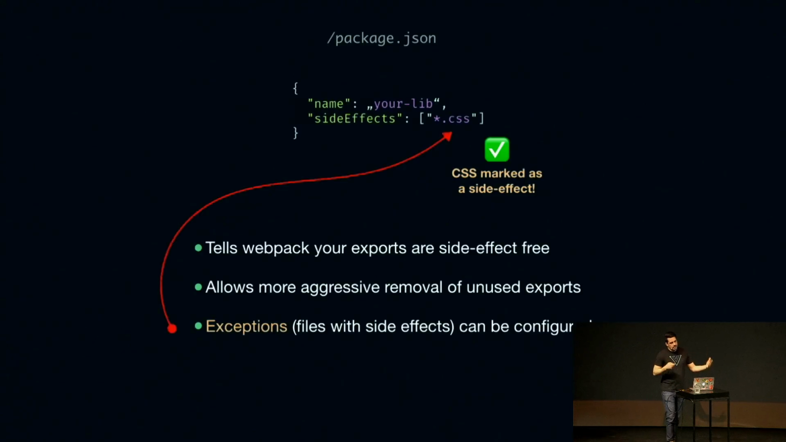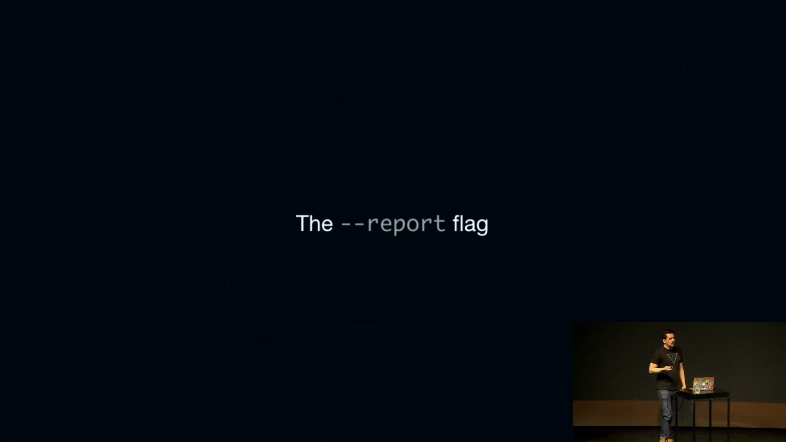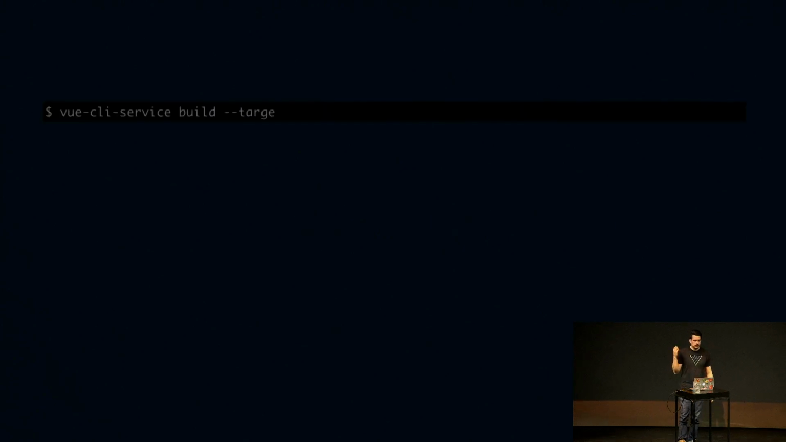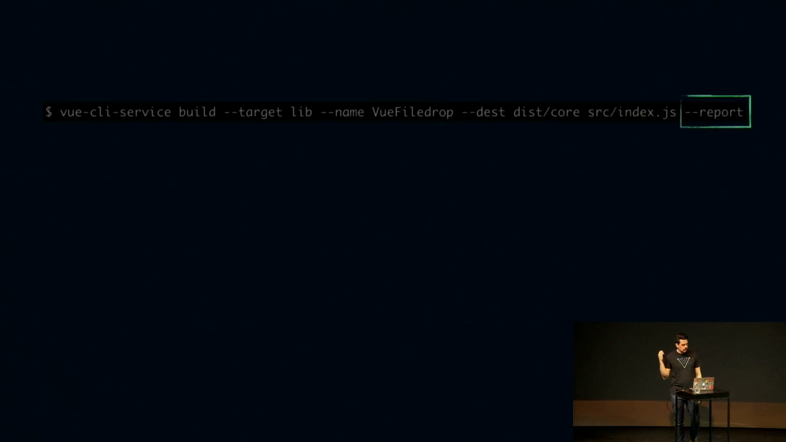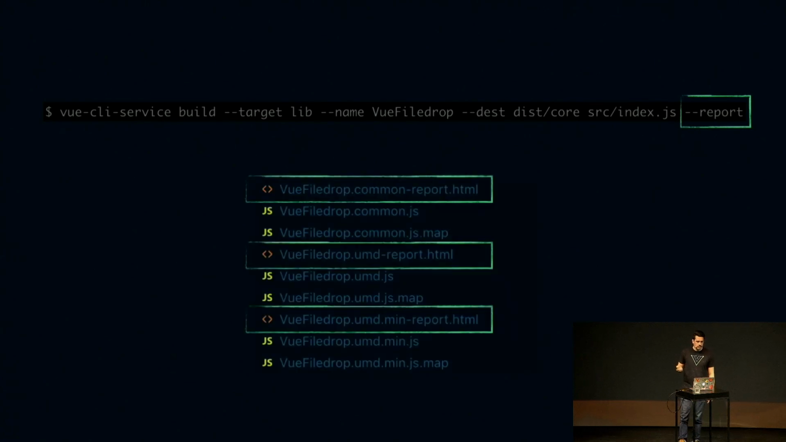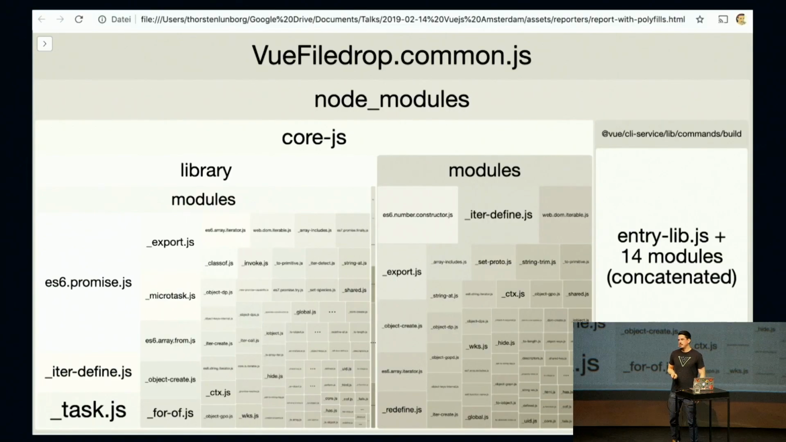So how do you make sense of all of this? And how do you check yourself? Is there still something in my bundle that shouldn't be there? If you're bundling, we have the fancy UI thing that you just saw, but I have to rush through this. I only have 2 minutes left. We have the report flag, which means you can run this with a report in the end, and then when you build your components, you get a report HTML file, which basically looks like this.